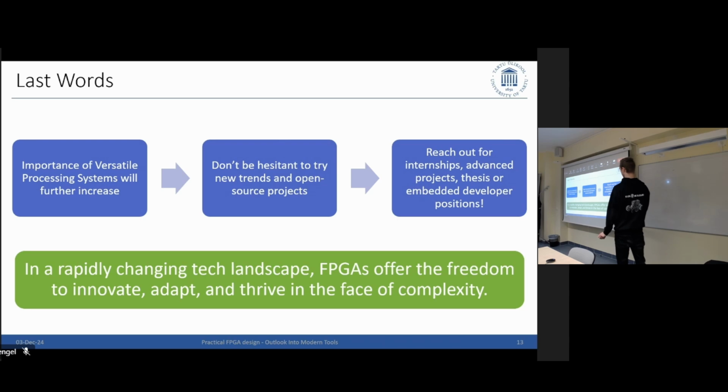Then last words. That's the last slide. Basically, FPGAs have a huge importance for versatile processing systems, which will further increase. I've mentioned it in cloud computing, different reconfiguration options to get it very flexible. And then don't be hesitant to try new trends. I have heard people say, I tried this 5 or 10 years ago, I'm not going to try it again because this approach never worked.